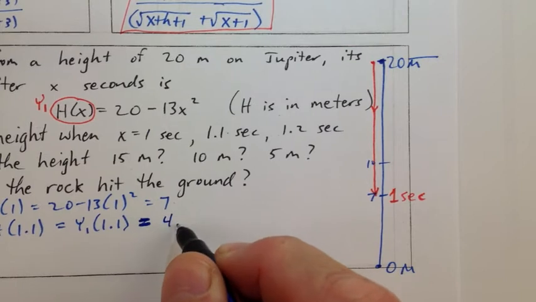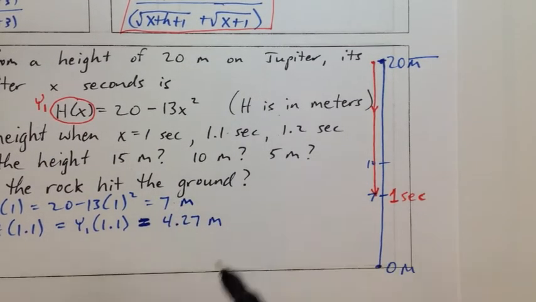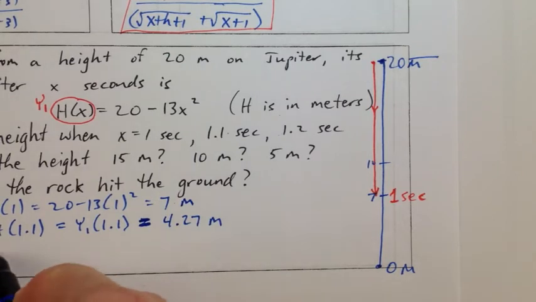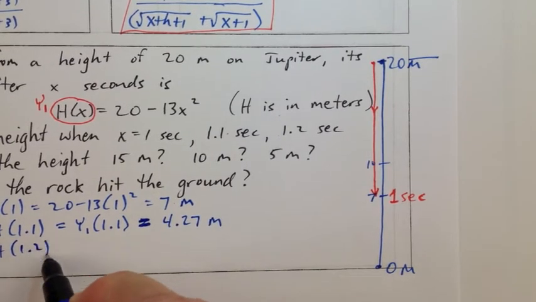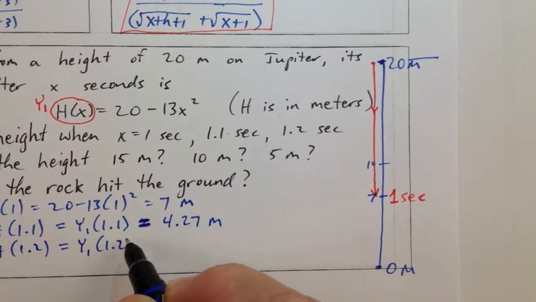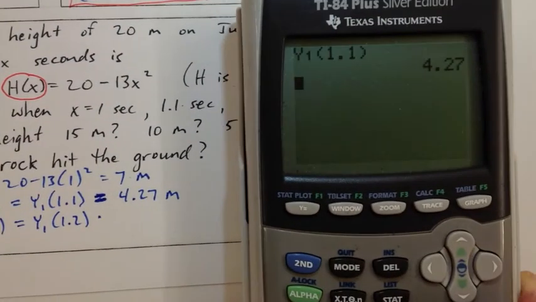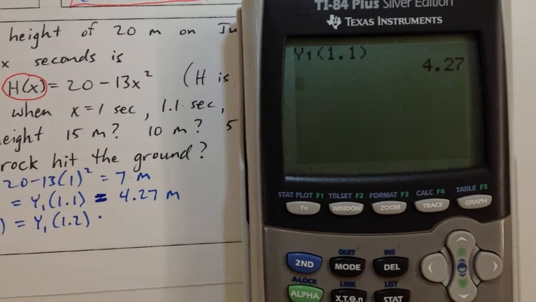So we are going to change that to an equal, and I'll wait next time to do that. So we get 4.27, and then I should put meters there. And then we're going to do the same. Why don't you pause the video and do the same for your height at 1.2 seconds. Go ahead and pause the video.